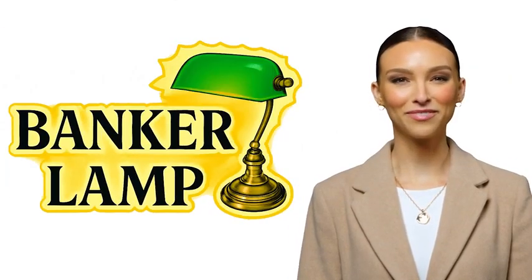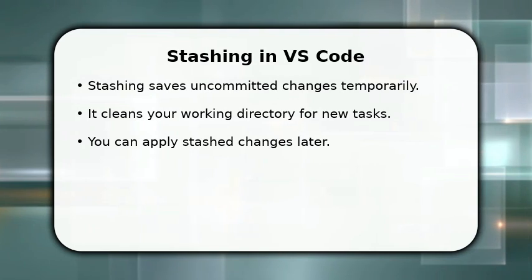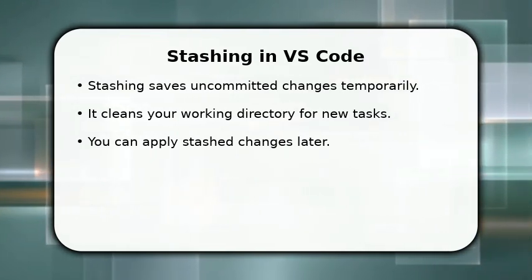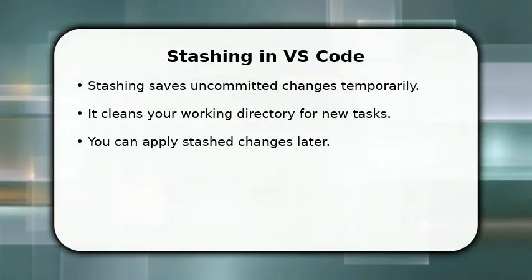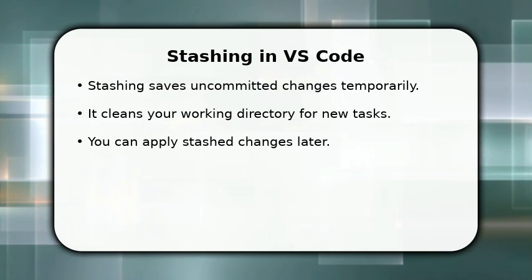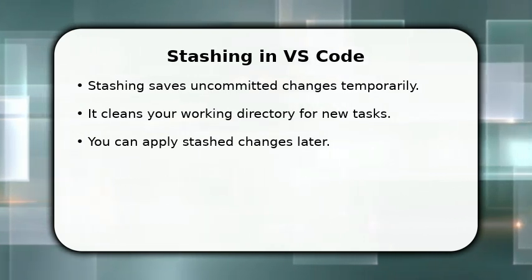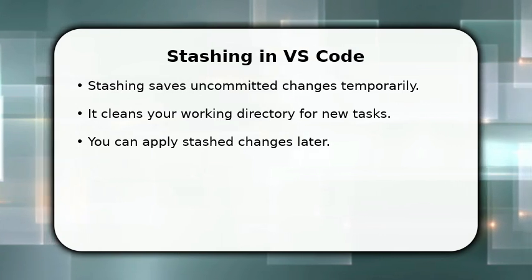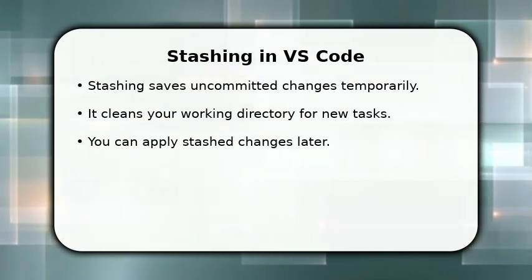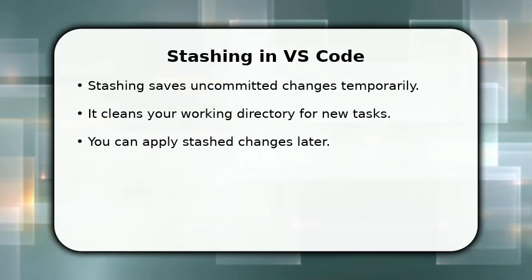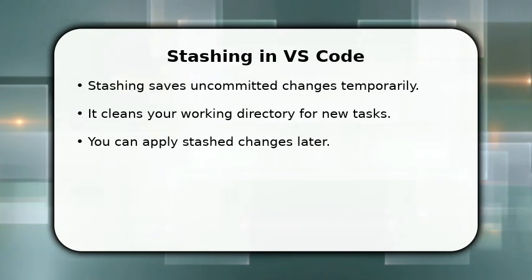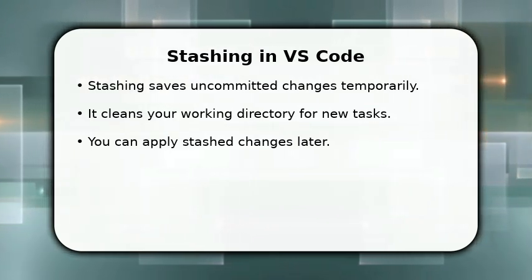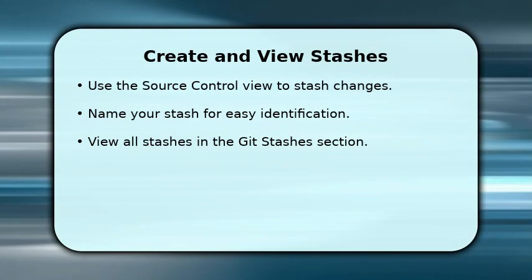Please enjoy the video. In this video, I will explain stashing in VS Code. Stashing is a powerful Git feature that lets you temporarily save changes you're not ready to commit. This is incredibly useful when you need to switch branches or pull updates without losing your current work. It effectively cleans your working directory, allowing you to focus on other tasks. We'll cover how to create, manage, and apply stashes directly within VS Code, making your development workflow much smoother and more efficient.